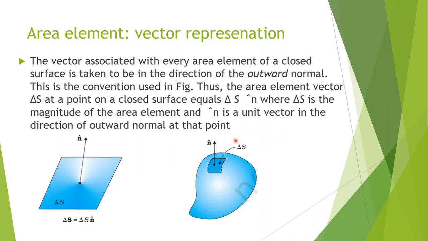Suppose a second case, this is a closed surface. We are considering a small area here, delta S. What will be the direction of this area element? Normal outwards, always normal. The area element vector delta S at a point on a closed surface is equal to delta S into the normal vector. The notation used for the normal vector is n cap, the unit vector. N represents that it is normal. In vector notation we write delta S into n cap. What is the meaning of this? Delta S is the surface area magnitude and n cap is the direction, normal outward. This is how we consider the area element.